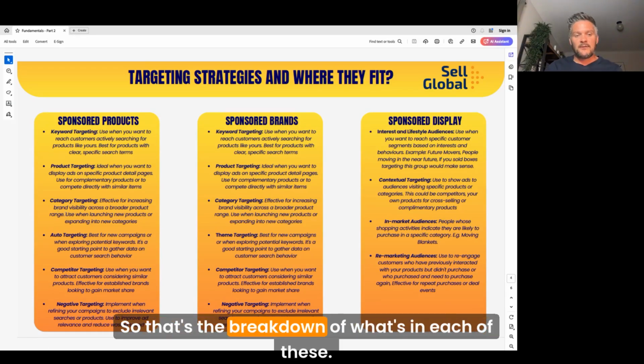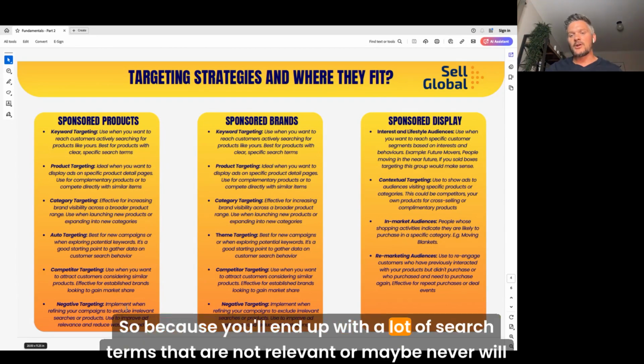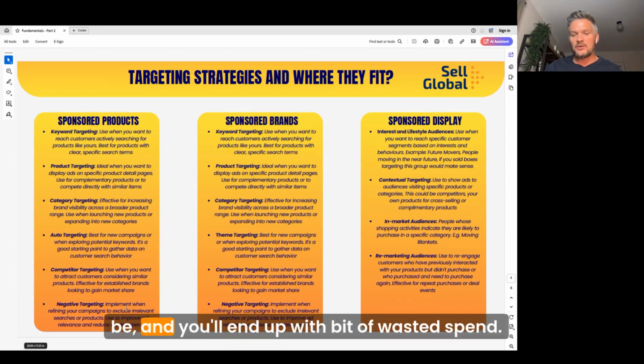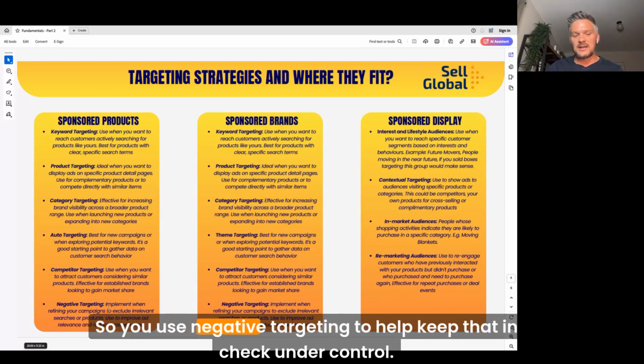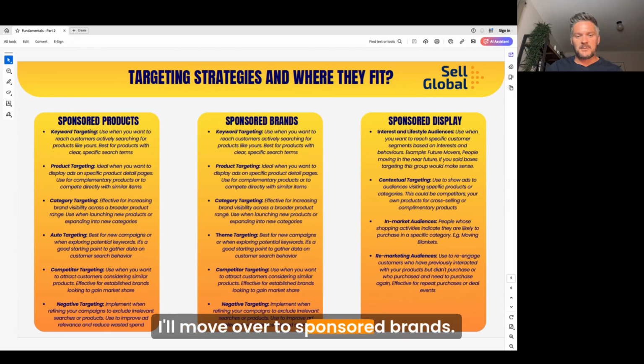So that's the breakdown of what's in each of these, and negative matching in particular would be important as well if you're doing a lot of research. Because you'll end up with a lot of search terms that are not relevant or maybe never will be, and you'll end up with a bit of wasted spend. So you use negative targeting to help keep that under control. So they're the main basic targeting types within sponsored products. I'll move over to sponsored brands.